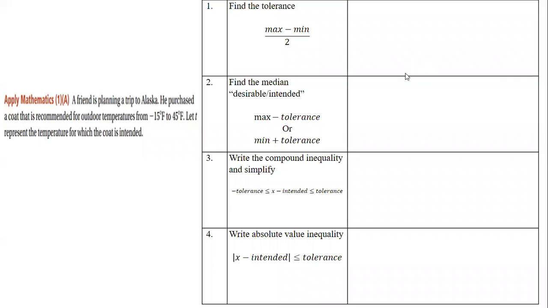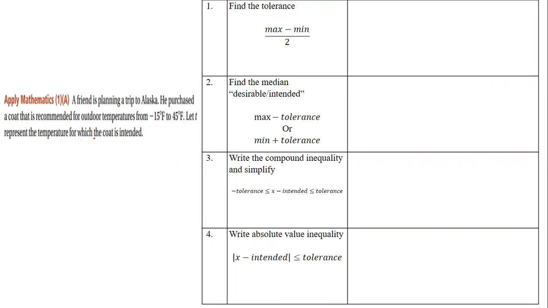So we are finishing our notes on tolerance and attendance. So creating inequality word problems, absolute value inequality word problems. If you flip on over, notice on the front side, we were given our tolerance and our intended, right? On the back side, this time we're giving our max and our min. So we're working backwards, okay?